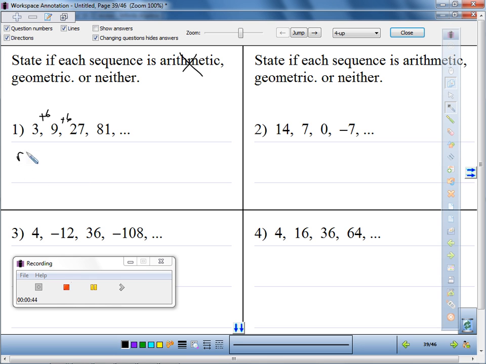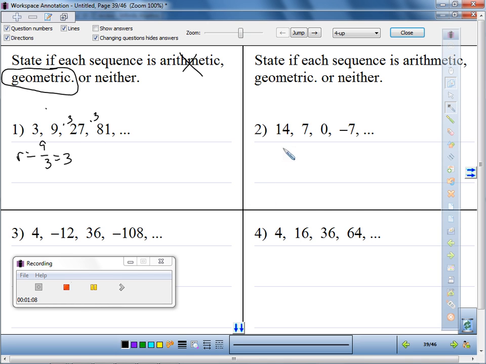Now for geometric, I take 9 divided by 3, that gives me 3. So that's my common ratio between these two numbers. If I take 3 and multiply it times 9, that gives me 27. And then if I take 3 times 27, that gives me 81. So based off of the information we're given, this is geometric.